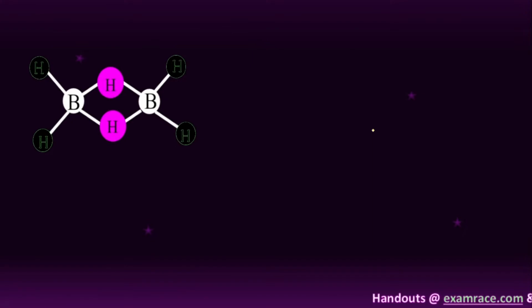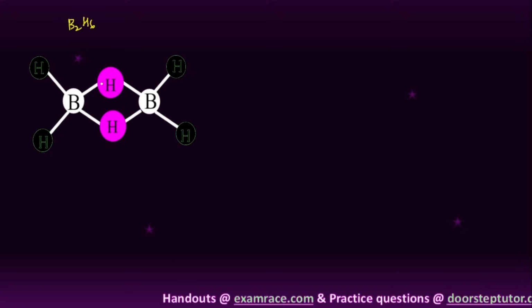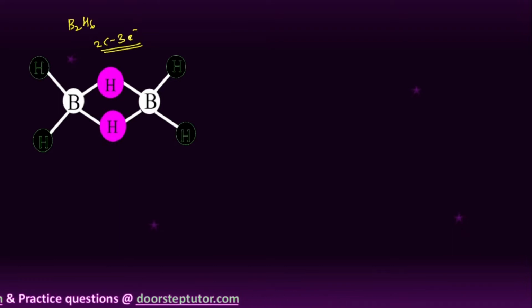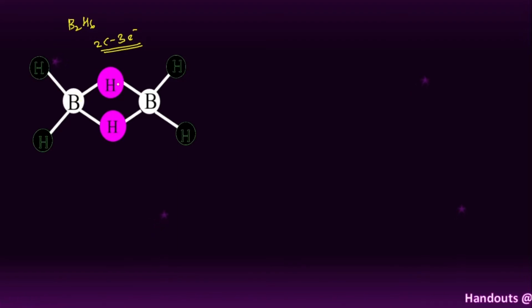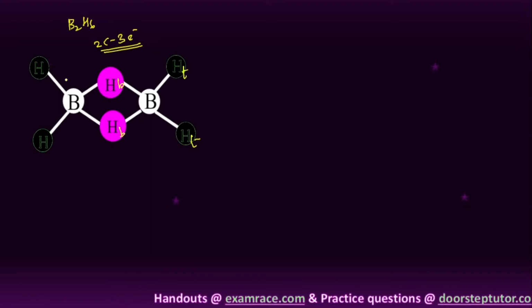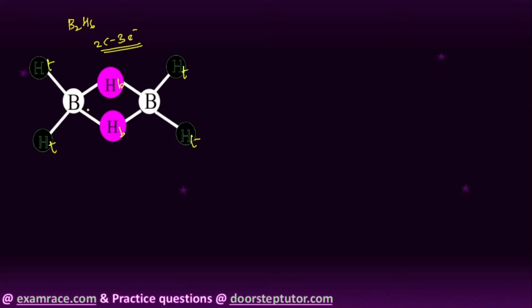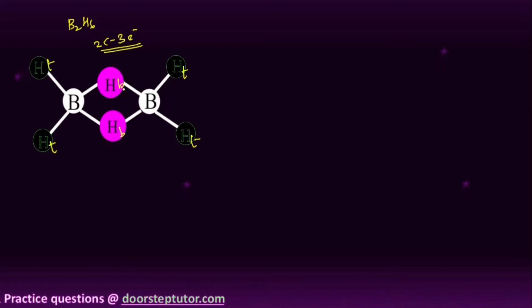So this is diborane, we know very well. It forms a two-centered three-electron bond, students. These two hydrogens are bridging hydrogens, and these four hydrogens are terminal hydrogens. This evidence was given by IR spectroscopic studies, right? Already we know this very well, students.